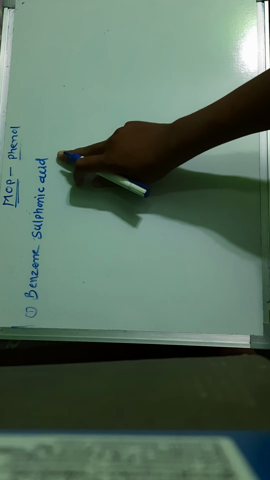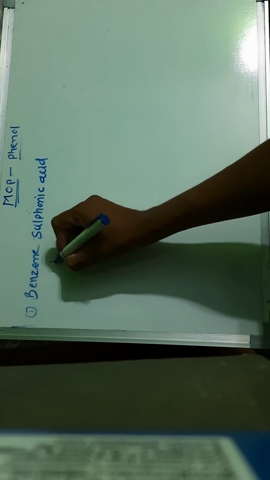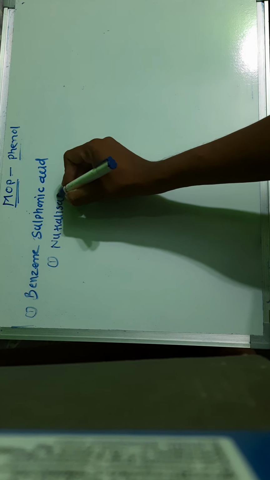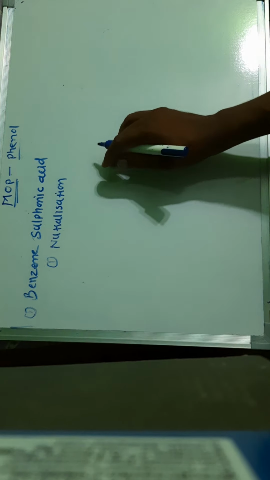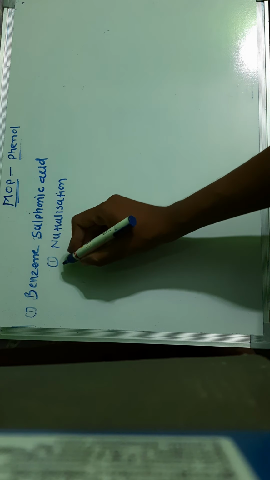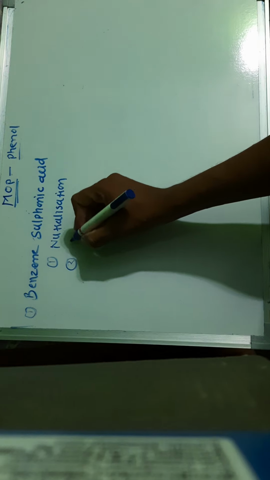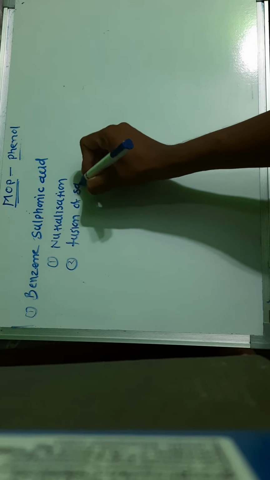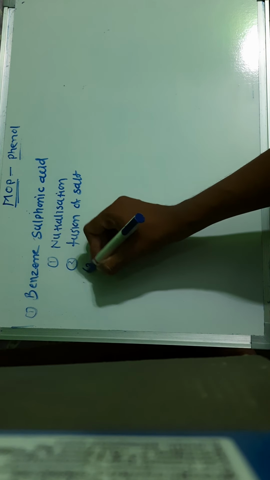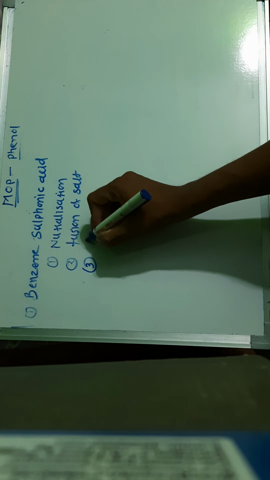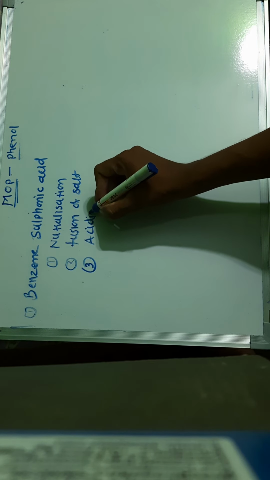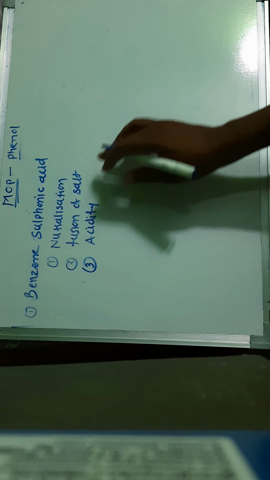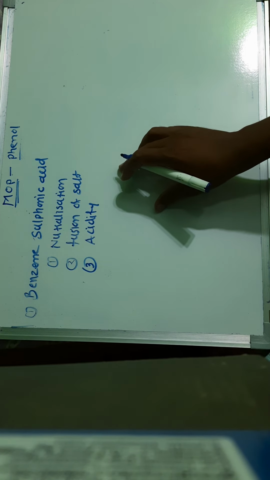This is a three-step reaction. In the first step there is a neutralization of benzene sulfonic acid by using a base. In the second step, there is the fusion of the salt. And in the third step, we have to acidify this intermediate product. Now see how this reaction can be carried out.